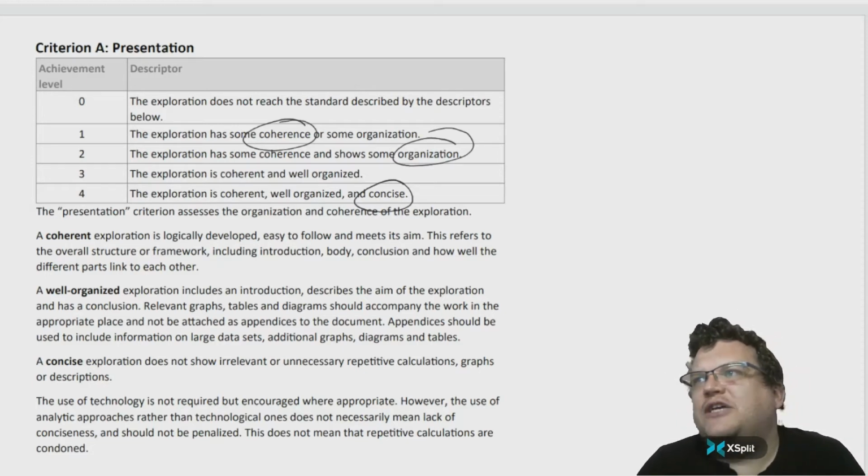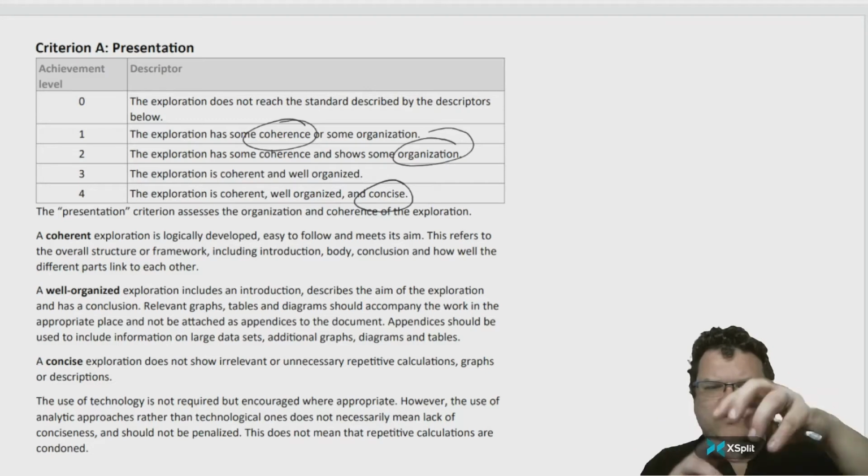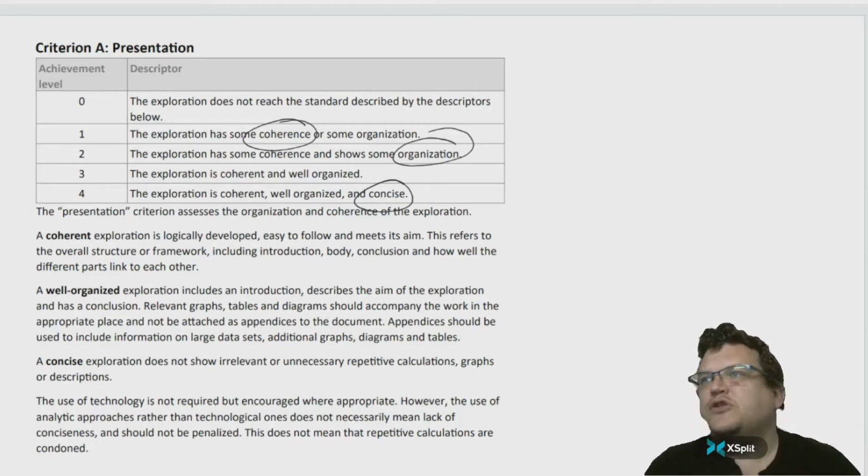Then organization. Again, there's a bit of overlap here with it including the introduction, describing the aim and having a conclusion. And this really then is about how you organize all the writing and the maths around each other. So relevant graphs, tables, diagrams should accompany the work in the appropriate place and not be attached as appendices.